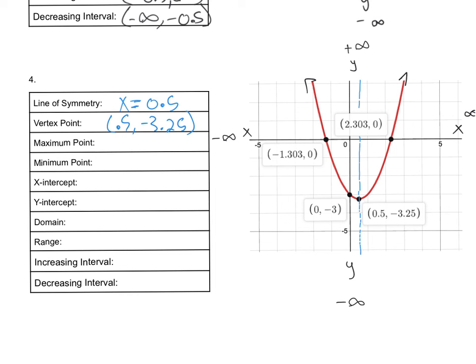The maximum point does not apply here, but since we have this U-shaped parabola, we do have a minimum point or a lowest point on the graph. That lowest point is your vertex, 0.5, negative 3.25. Now looking at where the graph crosses the x-axis, or that horizontal axis. So looking at the x-intercepts where it crosses the x-axis, we have these 2 points. The first point being located at negative 1.303, 0. The second point located at positive 2.303, 0.